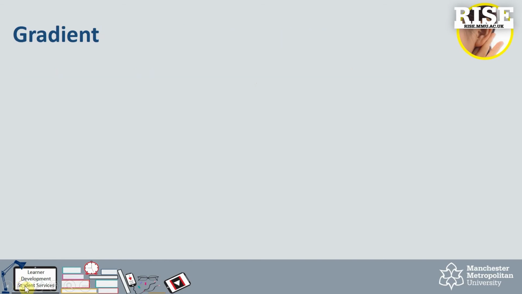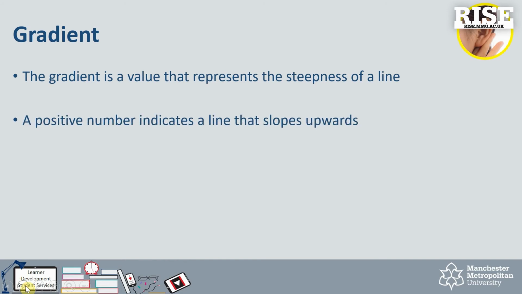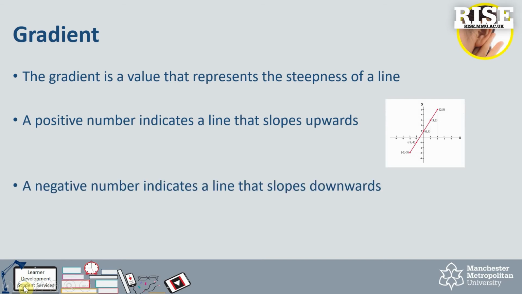So what exactly is a gradient then? Well, the gradient is just a value that represents how steep the line is. A positive number indicates that a line slopes upwards, such as this one, whereas a negative number indicates that the line slopes downwards, such as this one.